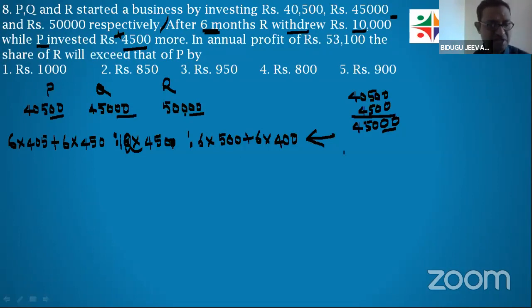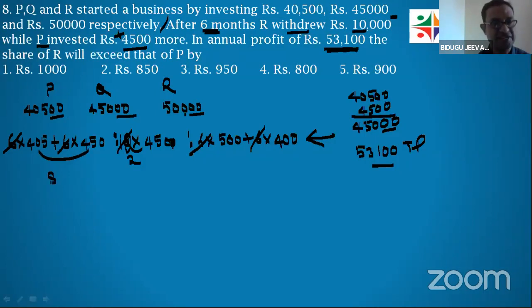Now, once the ratio is given very clearly, it's easy to share the amount. Total profit is 53100. It is the total profit. Let me simplify properly. I'll divide with 6 everywhere. Fine. 405, 850. It is 855, 2 into 450, 900. 500 plus 400, 900. Now I don't want to simplify.